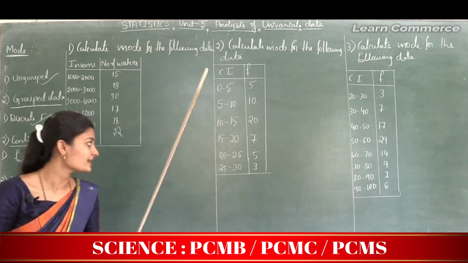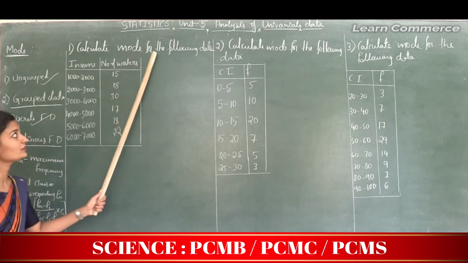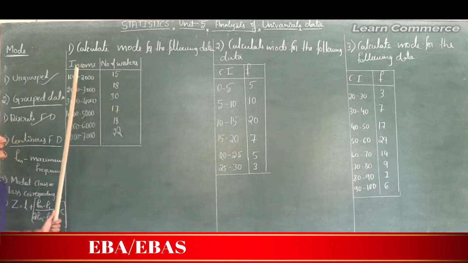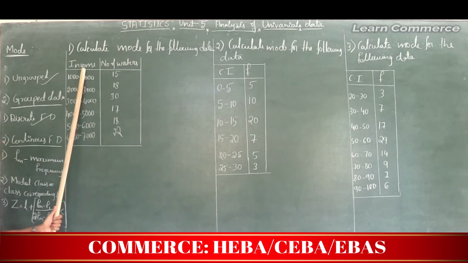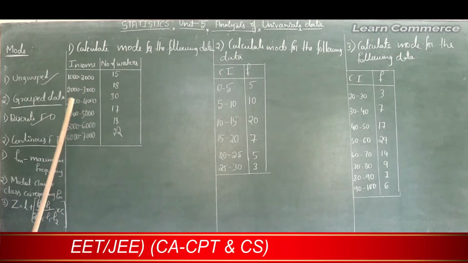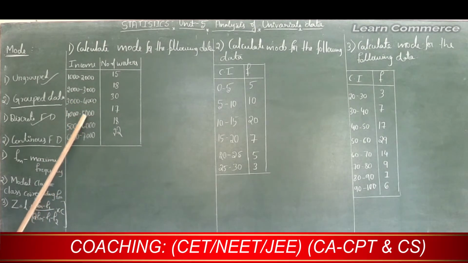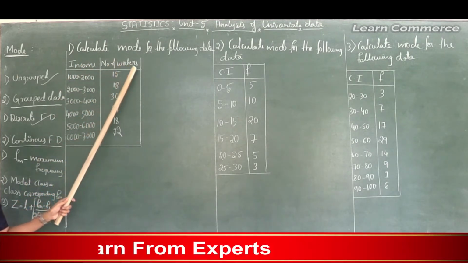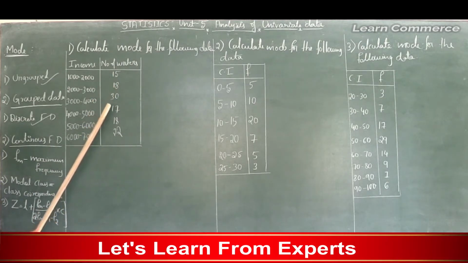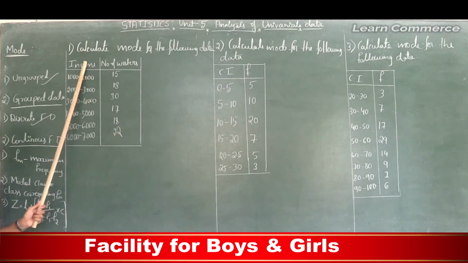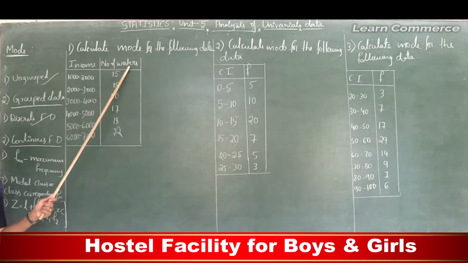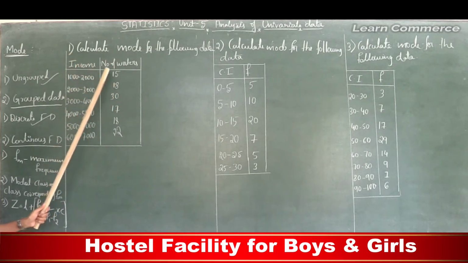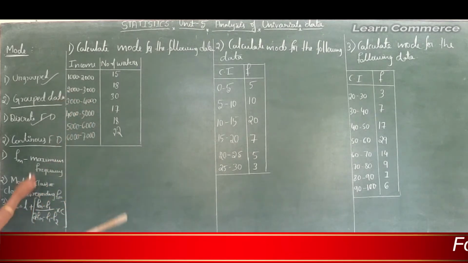The first problem is: calculate the mode for the following data. The given information is income and number of workers. Income classes are 0 to 1000, 1000 to 2000, 2000 to 3000, 3000 to 4000, 4000 to 5000, 5000 to 6000 and 6000 to 7000. The number of workers are 15, 18, 30, 17, 18 and 22. Income is the class interval, and the number of workers is the frequency. So the given distribution is a continuous frequency distribution.